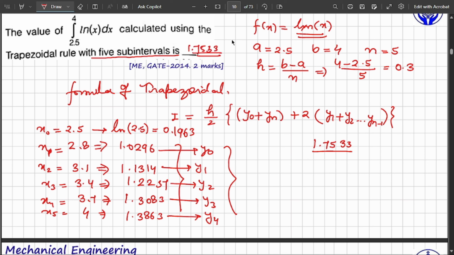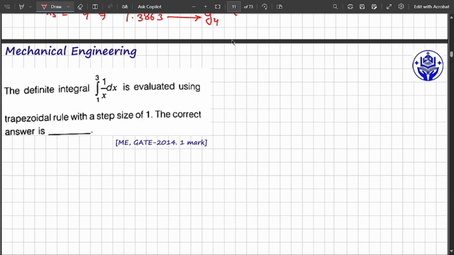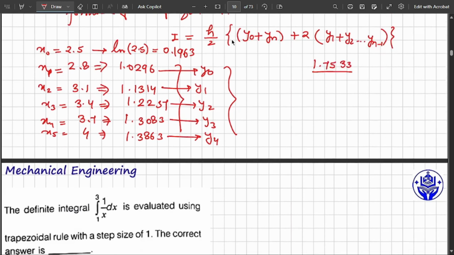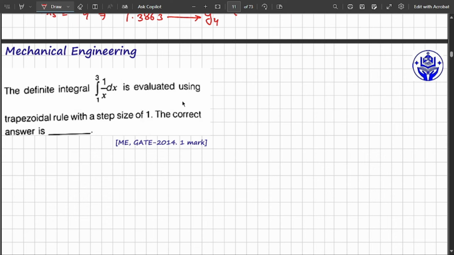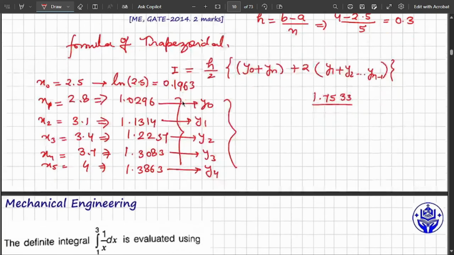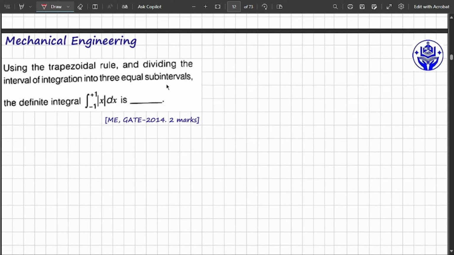Okay, next. The next problem is again related to integration. It is from 2024 and is a 1 mark question. I think it is a repeated question; we have already done it. Next one, yes, this one is an important question. This is also again related to numerical analysis, numerical integration.